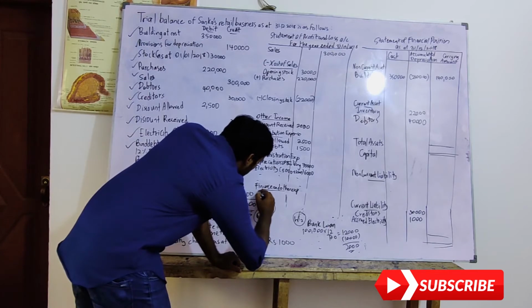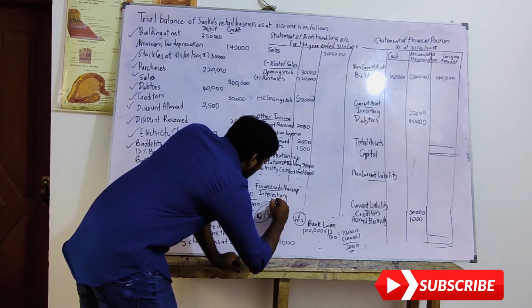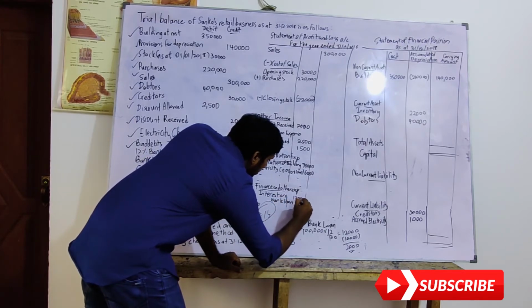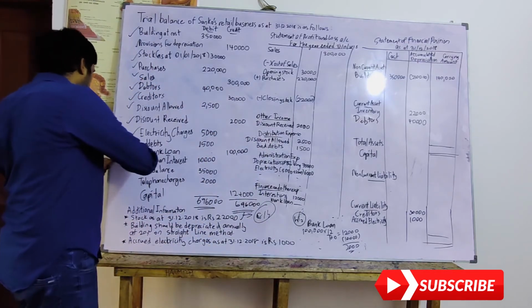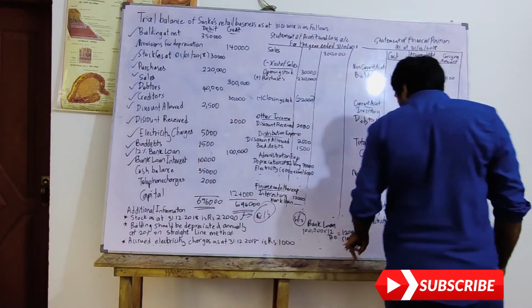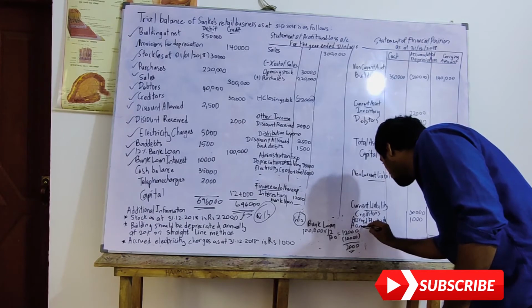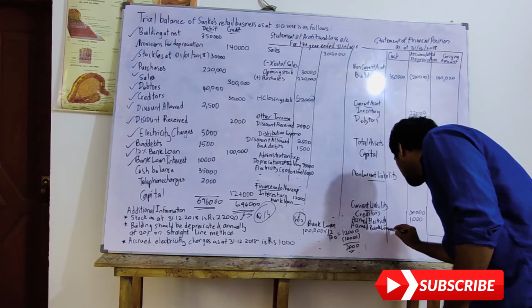So I'll write here interest on bank loan. It's 12,000. I will represent it here. Then I'm done with the 12% bank loan interest, but there's a small adjustment I should do. There's a 2,000 accrued bank loan interest. I will show it under current liabilities as accrued bank loan interest.